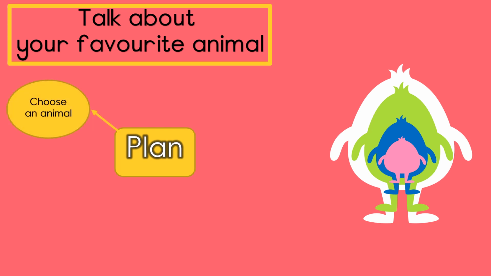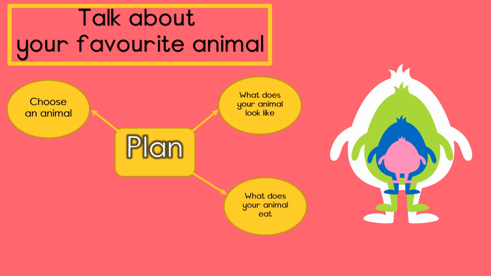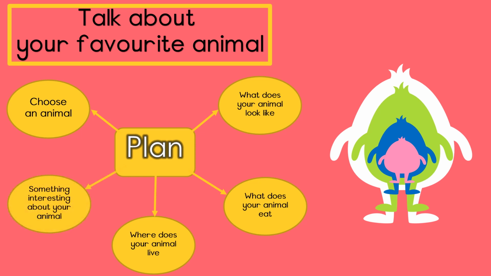So the first thing you need to do before you start writing is to choose an animal. What are you going to be writing about? What is your favorite animal? Your next sentence can be, what does your animal look like? What does your animal eat? Where does your animal live? And lastly, write something interesting about your animal. Why do you like this animal?